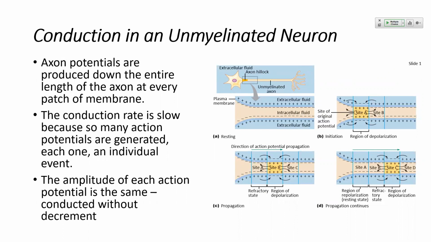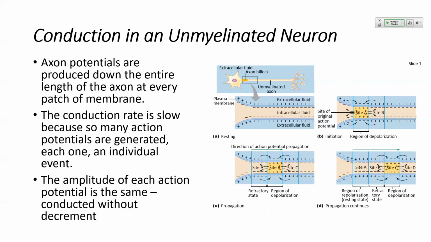The action potential, that should say action, not axon. The action potentials are produced down the entire length of the axon. The conduction rate is typically slow if we have an unmyelinated neuron. So this illustration is showing what's happening in an unmyelinated neuron. The action potential has to go from spot to spot to spot down the entire length of that neuron.